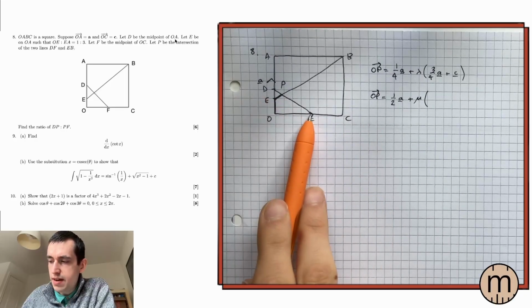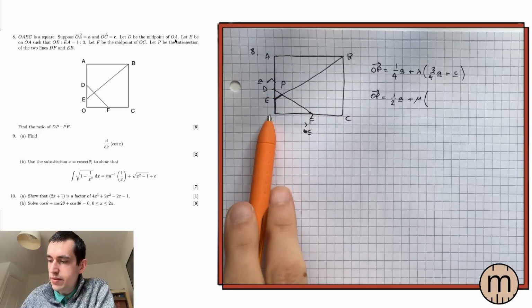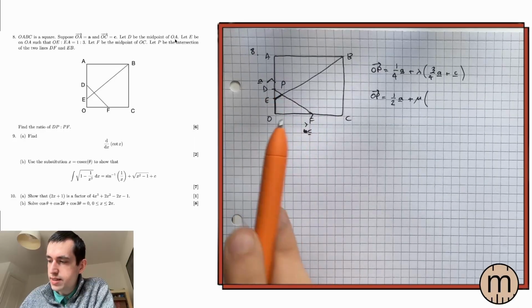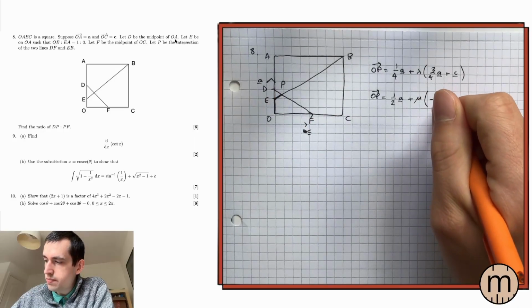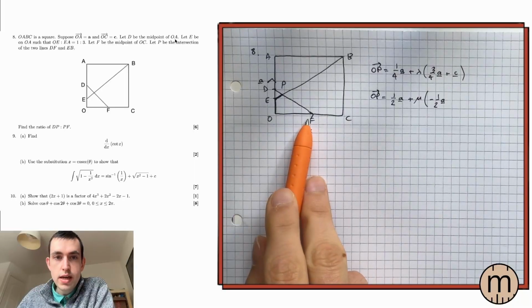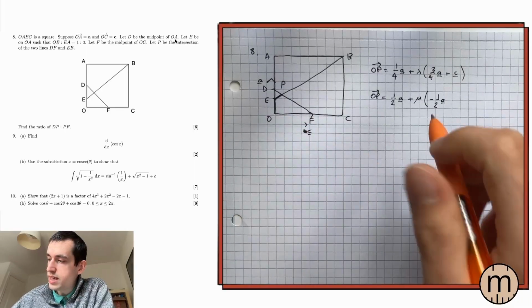Well, how are we going to do D to F? D to F would be down this way and across this way. So that's down minus a half A. And then across this way, F is the midpoint, so it's exactly half of C.